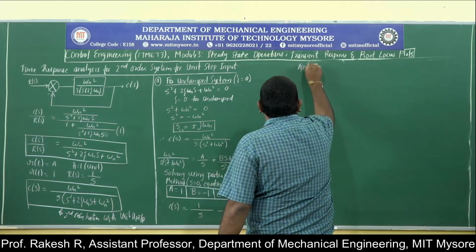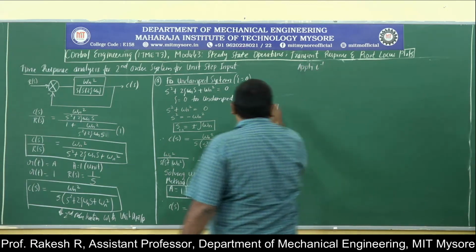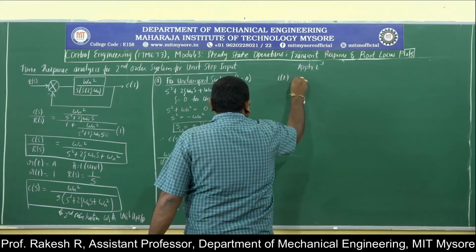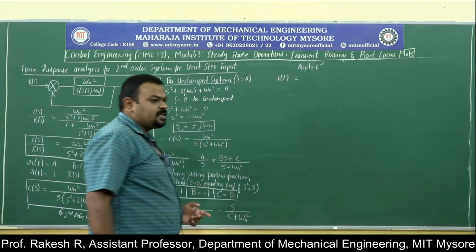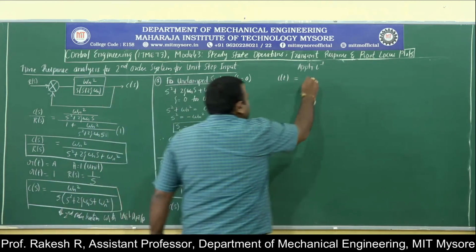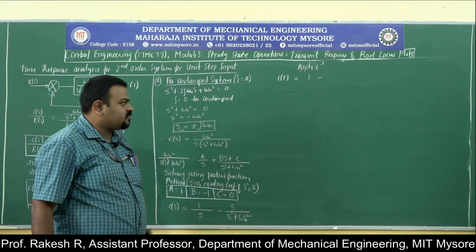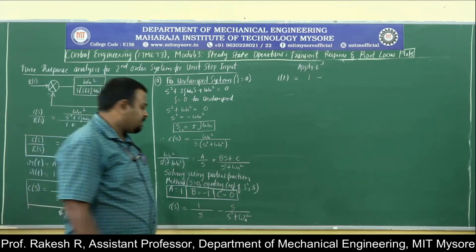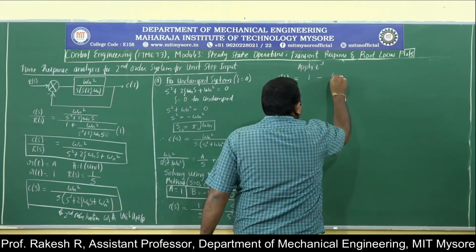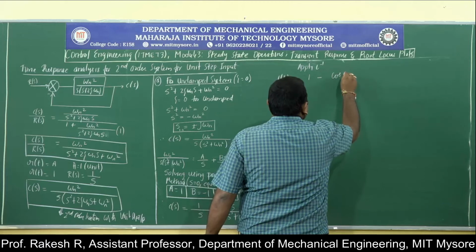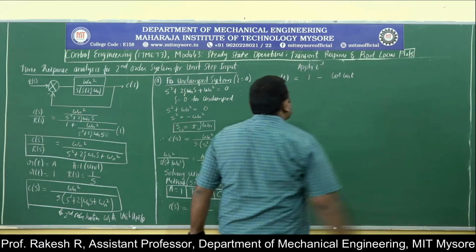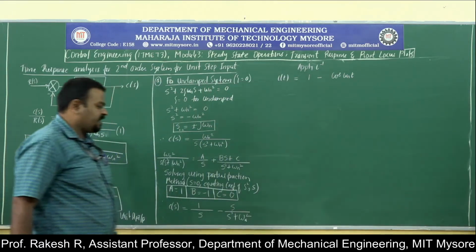If you apply Laplace inverse, C of s changes to C of t. C of t will be equal to Laplace inverse of 1 by s, which is 1, minus Laplace inverse of the term s divided by s square plus omega n square, which is nothing but cos omega n t. So this is the expression for C of t that you have got.